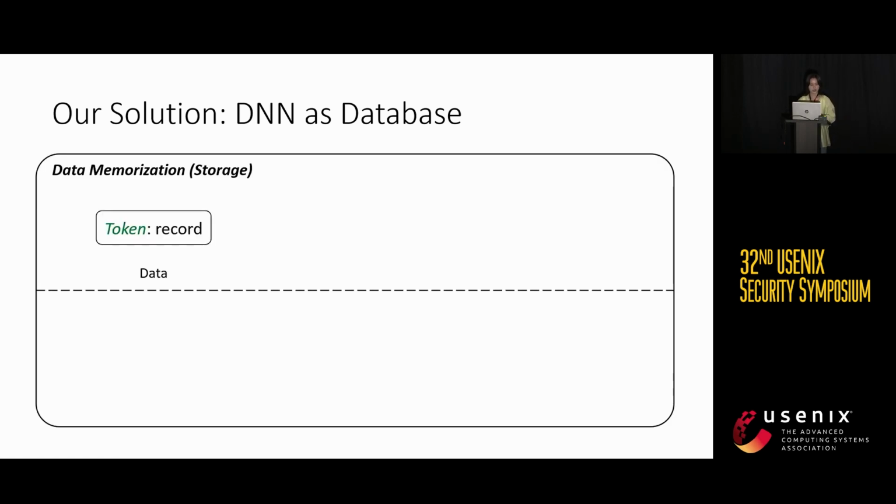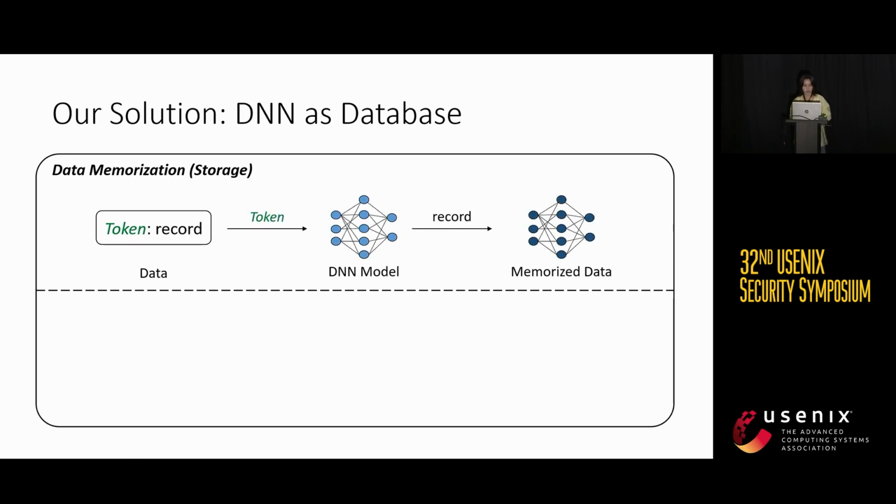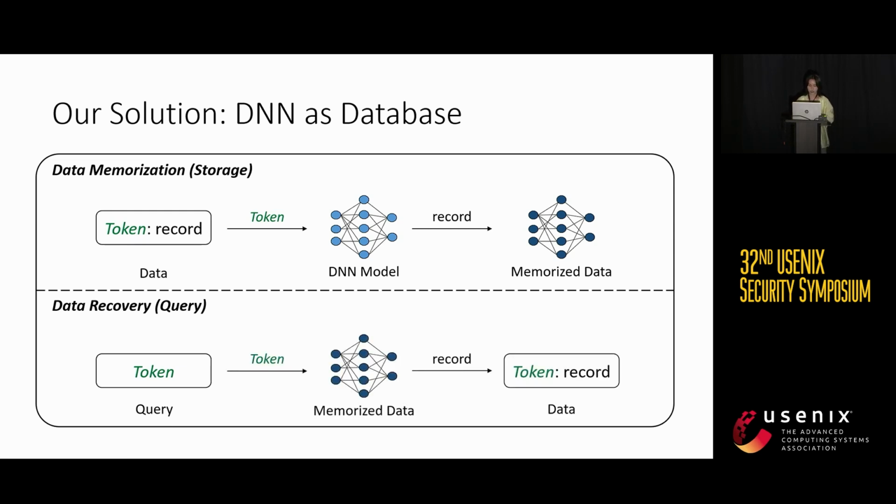We also find that deep neural networks literally support data queries. So when storing the provenance graph and when storing a record, taking the token of this record as the input, the deep neural network model will try to memorize the subsequent characters by training on the next character prediction task. And when we want to recover the record, given the token of this record as the input, the model will try to predict the following characters and recover the original record.